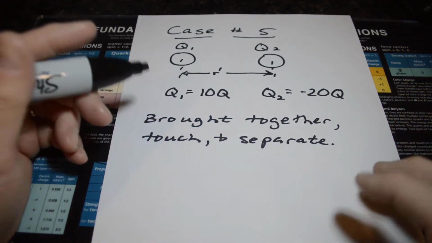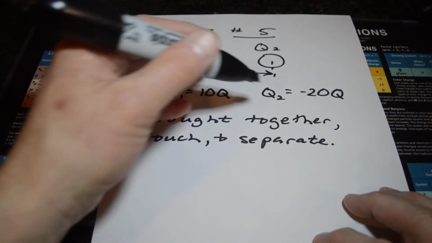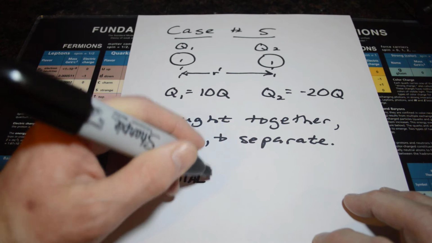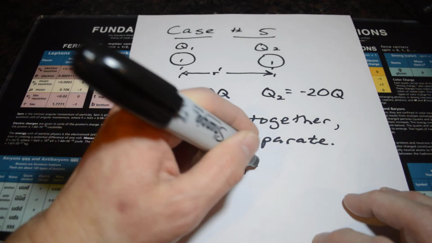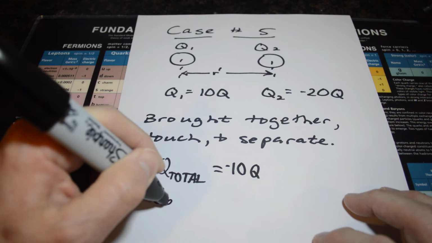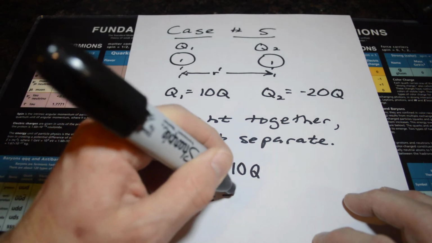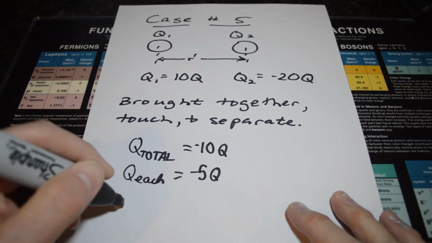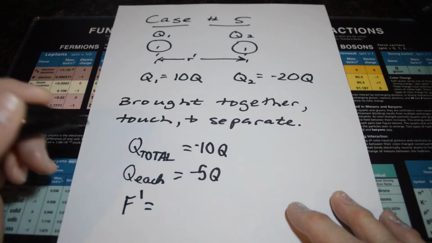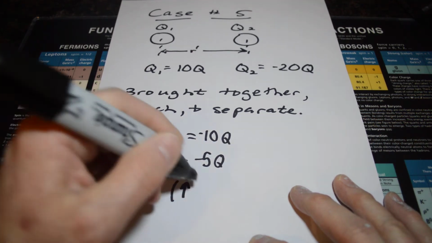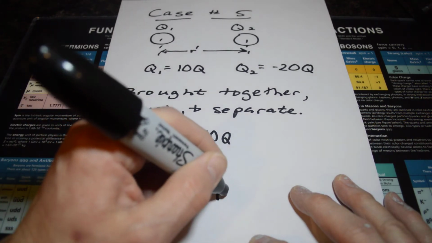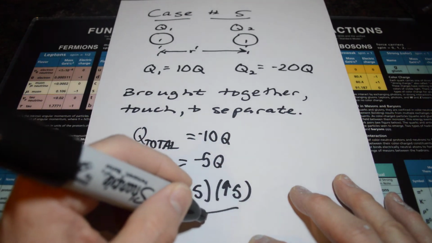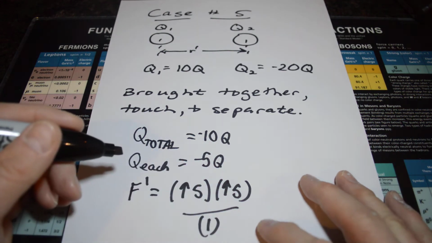When they come together, I think they're going to neutralize 10 positives with 10 of the negatives. So their total charge afterward ought to be minus 10Q. So the charge on each is going to be minus 5Q. So then you could do the problem and say that your force, the numerator, should go up by a factor of 5 for the first one and 5 for the second one, but the denominator ought to stay the same. So that's like a factor of 1.